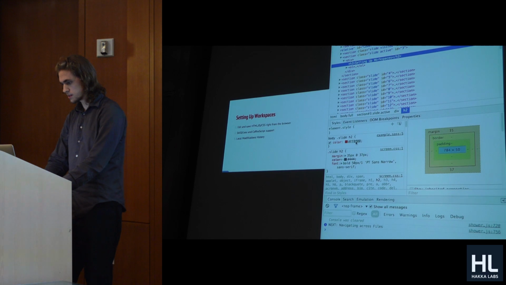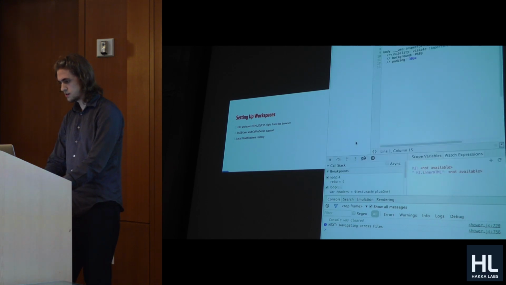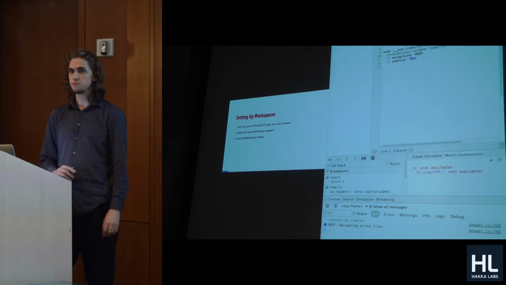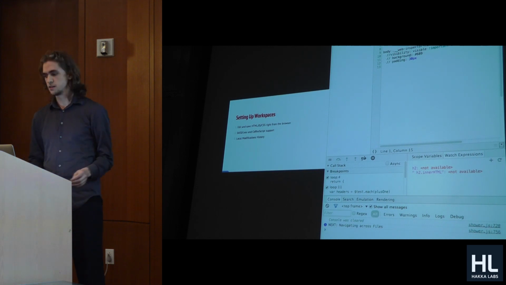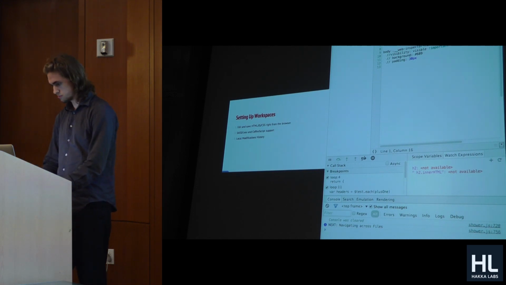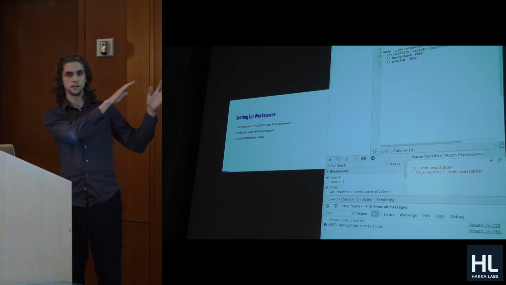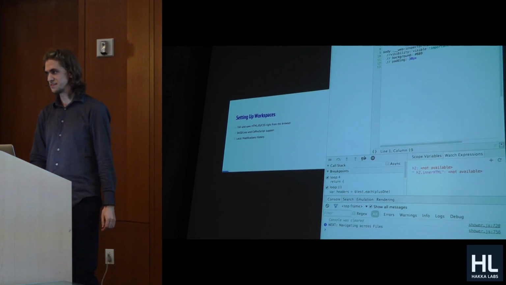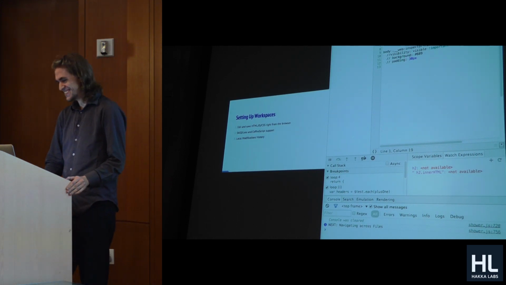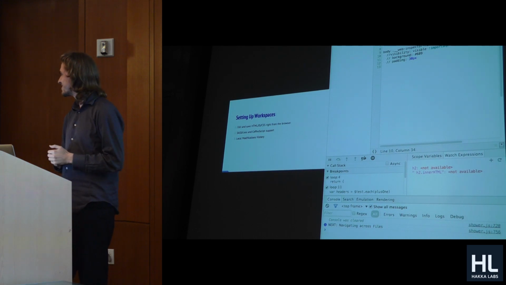And now if I command click on the color, it will bring me to exactly the place where the variable is declared. And now I can change it to, let's say, blue. Once I saved it, it compiled and updated automatically.